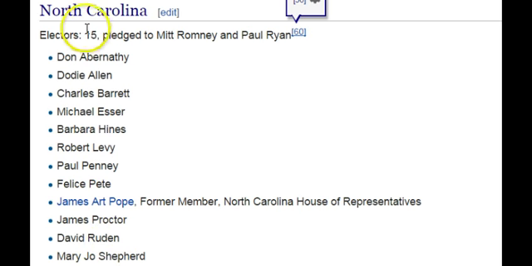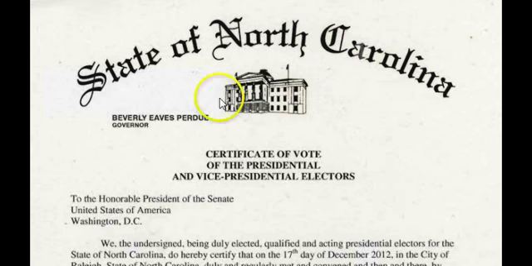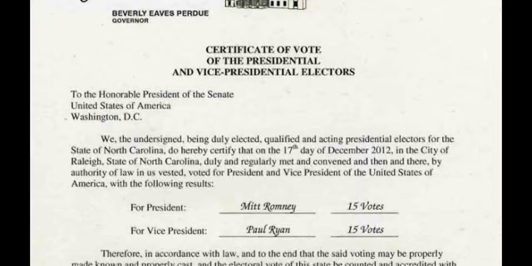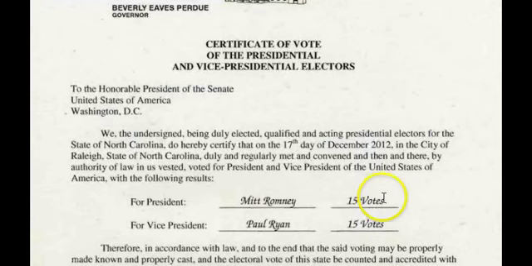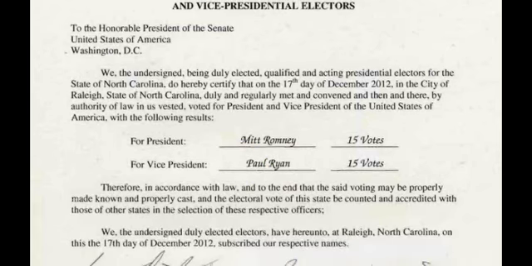There's actually a Wikipedia page you can look for, and these are the presidential electors from North Carolina, and these are all their names, and they have all been pledged to Mitt Romney and Paul Ryan. And if you click on this little link here, it actually takes you to the official document where these people are pledged to vote for Mitt Romney and Paul Ryan. And it's very official looking. It comes from Governor Perdue, and it certifies that these were the votes. And if we scroll down here a little bit, we are pledging all of our votes, all 15 of our electoral votes, to Mitt Romney for president and to Paul Ryan for vice president. And then all those electors sign.